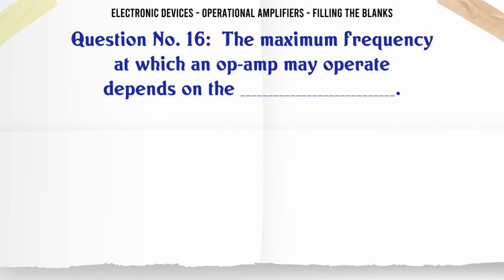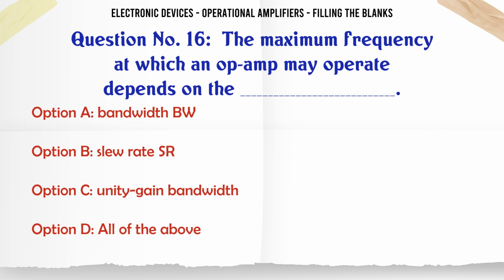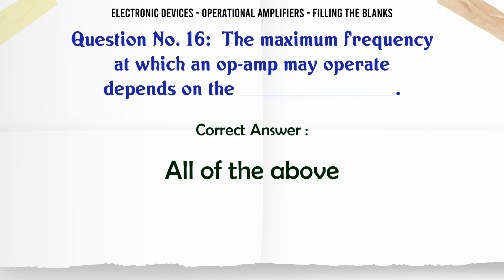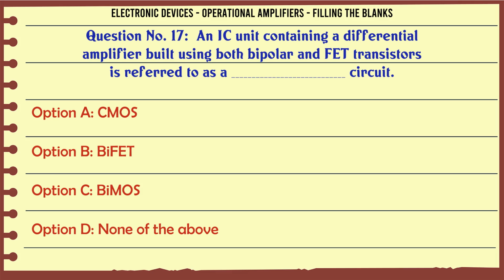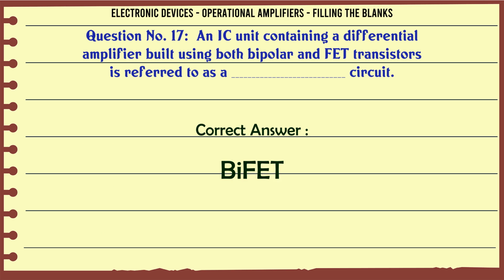The maximum frequency at which an op-amp may operate depends on the A: bandwidth BW, B: slew rate SR, C: unity gain bandwidth, D: all of the above. The correct answer is all of the above. An IC unit containing a differential amplifier built using both bipolar and FET transistors is referred to as a ___ circuit. A: MOS, B: BiFET, C: BiMOS, D: none of the above. The correct answer is BiFET.